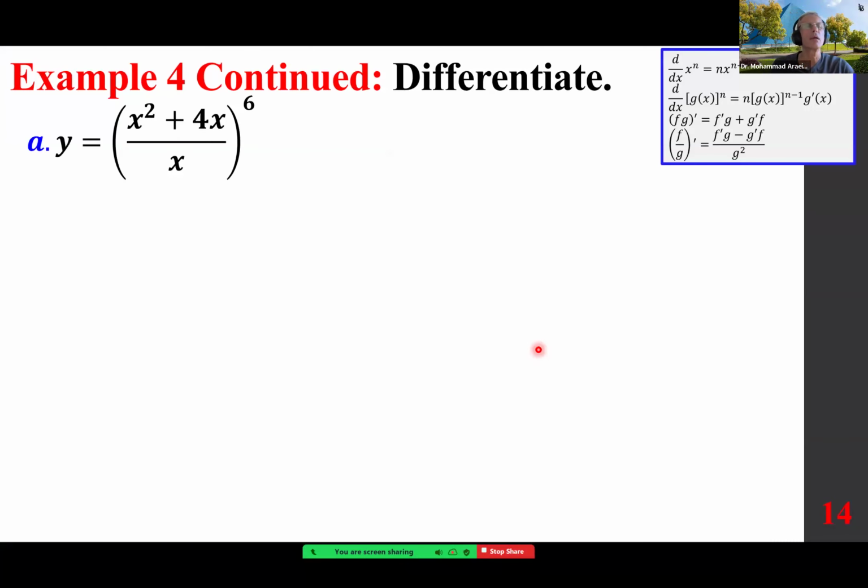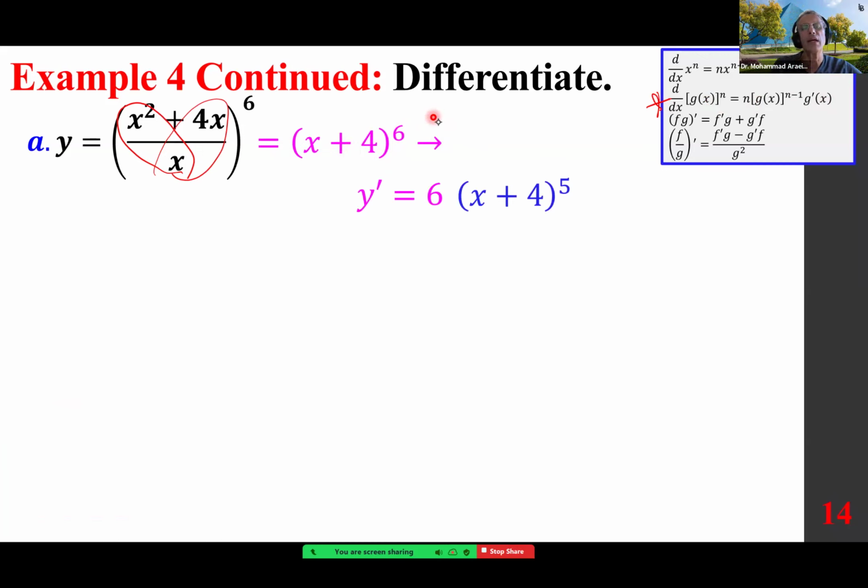For example, y is (x squared plus 4x) over x to the power of 6, and we want to differentiate this. It's important to recognize your algebraic techniques here, that you can write this as x plus 4 to the power of 6, and we are going to use the extended power rule. So to do that, the exponent 6 sits in front. Then you write the same thing, g of x, x plus 4 to the power of 6 minus 1, or 5. And then you multiply by the derivative of the inside, which happens to be 1, and then you rewrite it. The answer is 6 times x plus 4 to the power of 5.